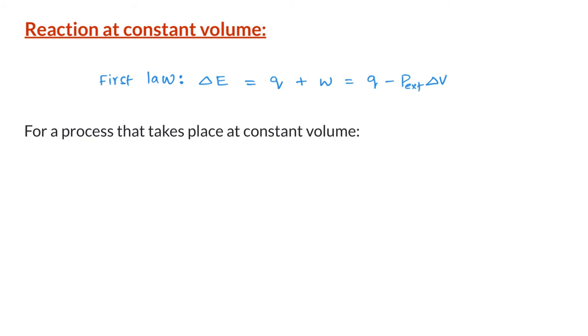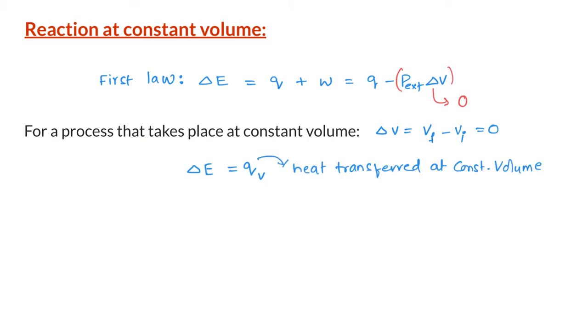If a process or chemical reaction occurs at constant volume, then delta V, which is V final minus V initial, will be equal to 0, which means the work done during the reaction or process is 0, and the change in internal energy of the reaction is equal to heat absorbed or released in the reaction. That is, delta E is equal to QV, where QV is heat transferred at constant volume.